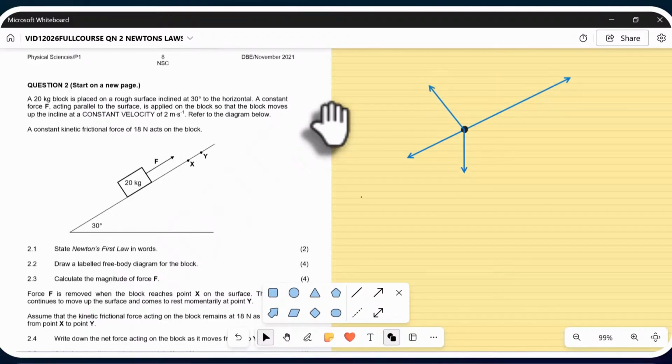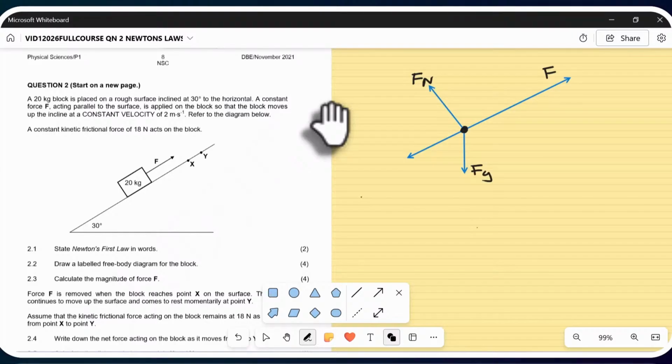Don't forget the dot. The dot shows us the free body. This is our F normal, which we can call the normal force. And then this force F is the applied force. This is our weight, which we'll call Fg. Then here we have the kinetic force, because it is moving.